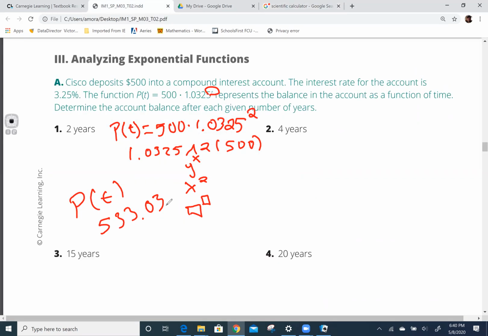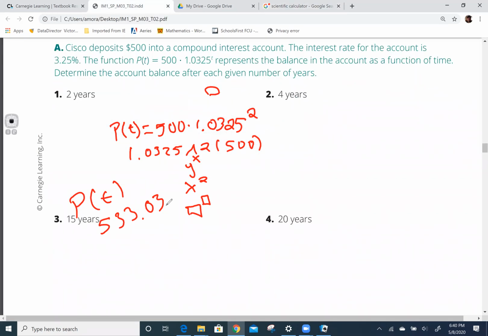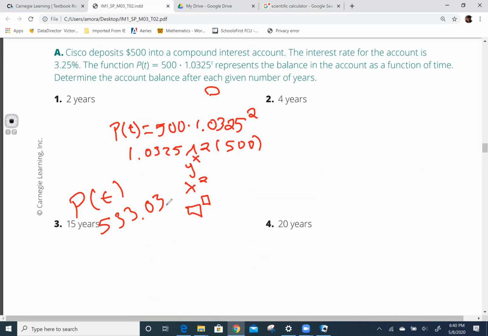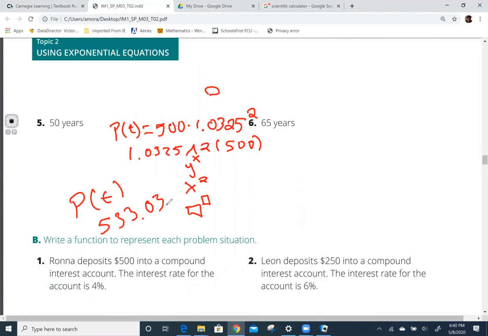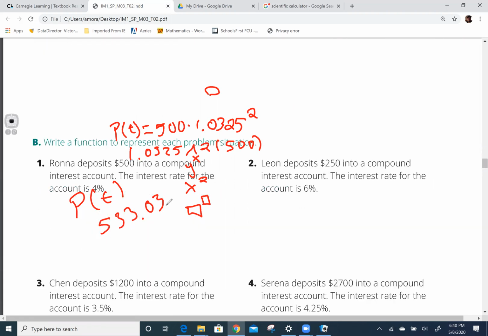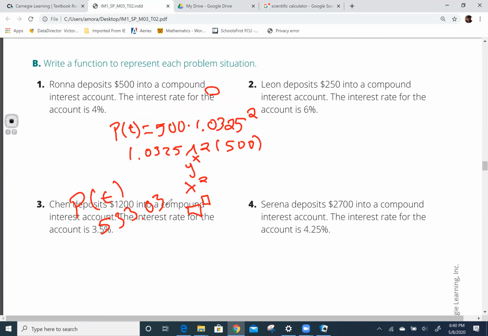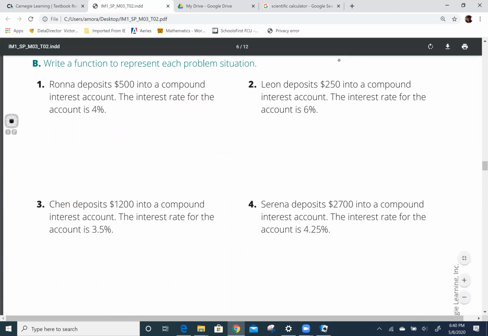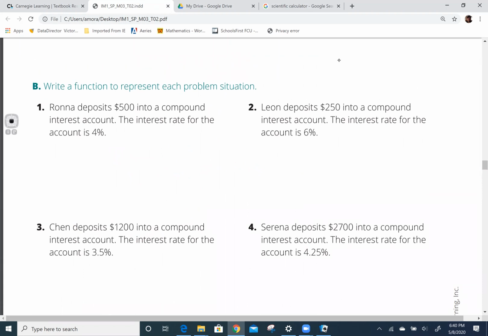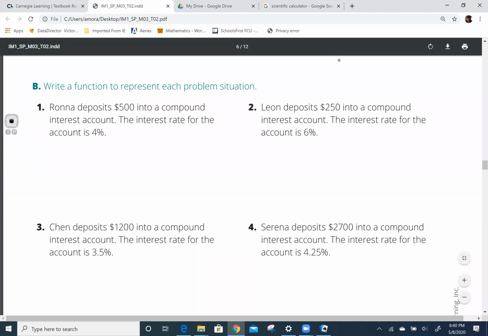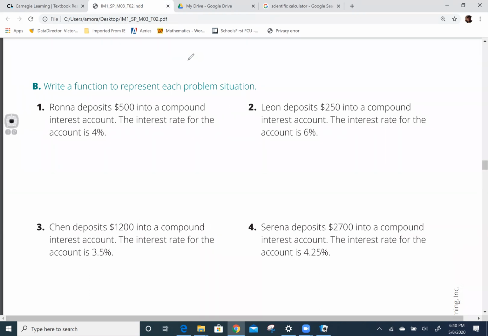The first section, 1, 2, 3, 4, 5. All you're doing is changing the exponent to different numbers: 4, 15, 20, 50, 65. Okay, so for the next one, we're going to write a function to represent each problem. One of the most difficult things for students to do is this. Okay, so hopefully you just didn't fast forward past this part.